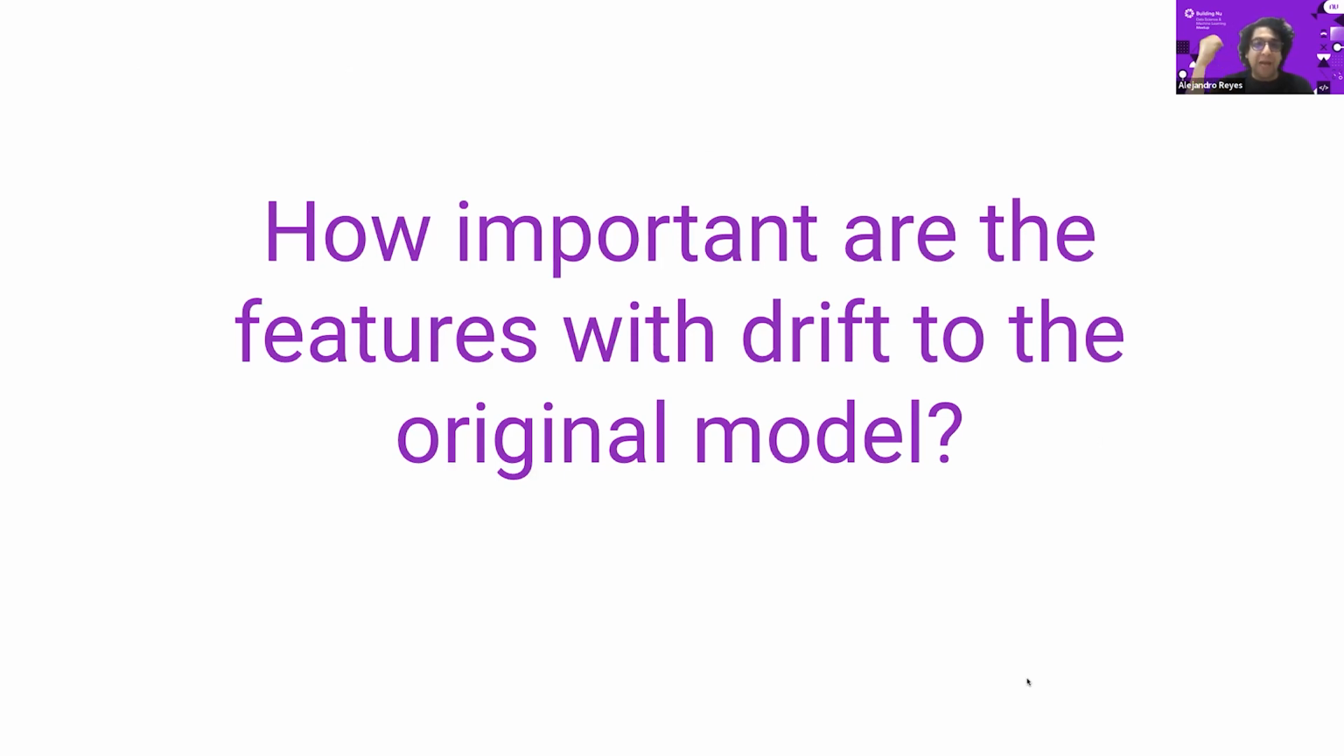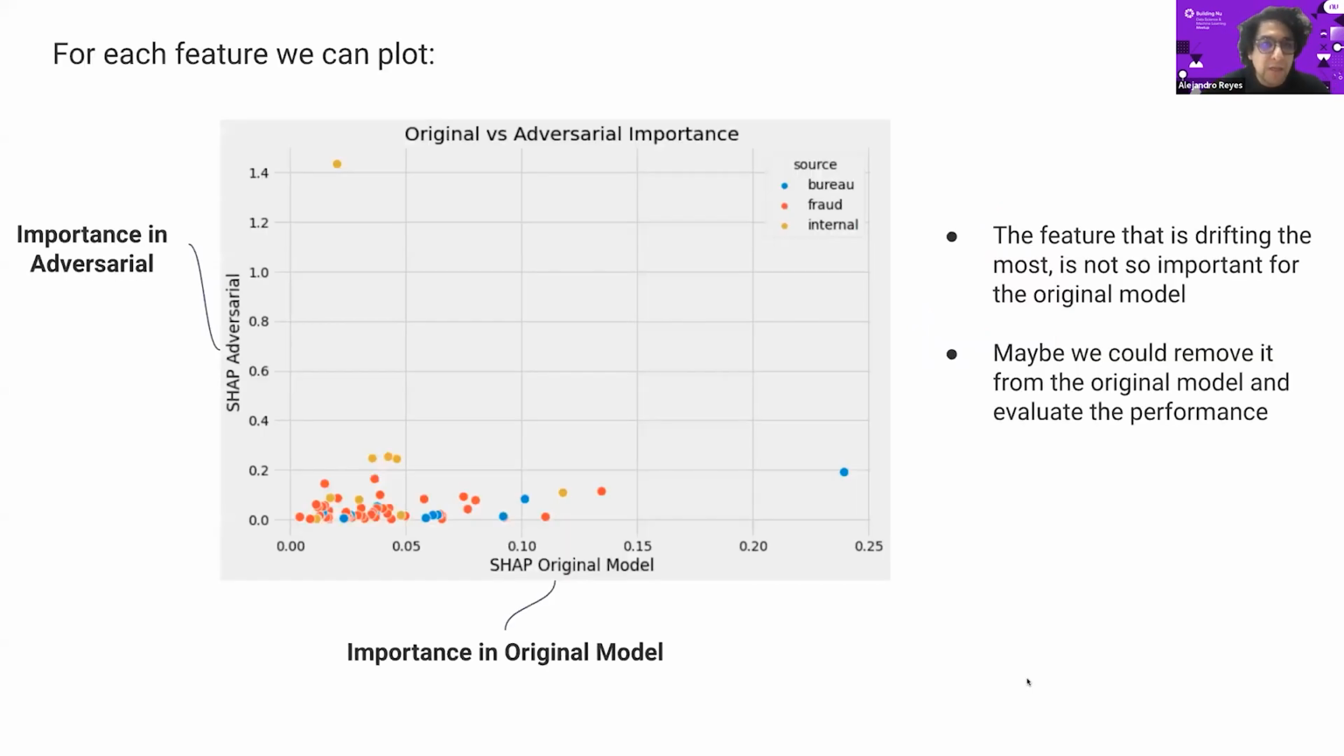Now, the question, how important are the features with drift to the original model? How can we relate the adversarial methodology to our original model? Next one. So let's define this plot. For each feature, we can plot the importance in the original model, how important is the feature to our risk model, versus the importance in the adversarial. In other words, how much this feature is drifting. So in this way, we can directly relate the features that are drifting with the importance to the model. How important are the features with drift to the original model?